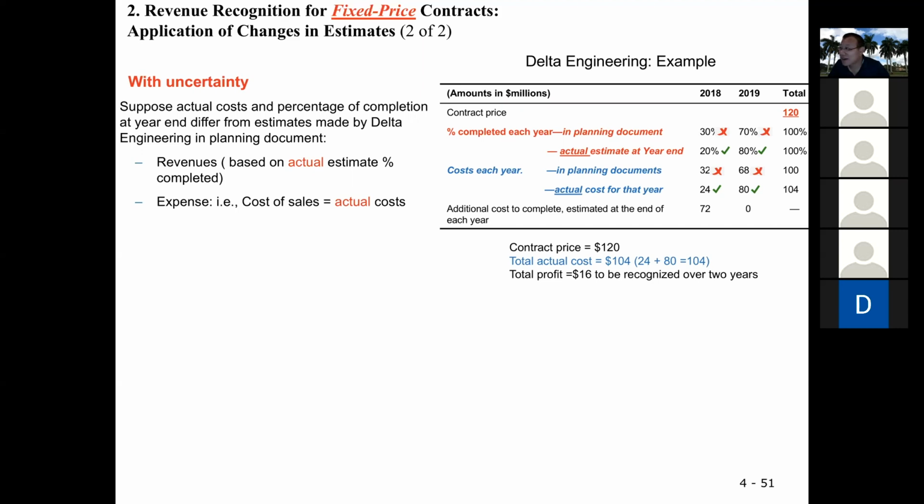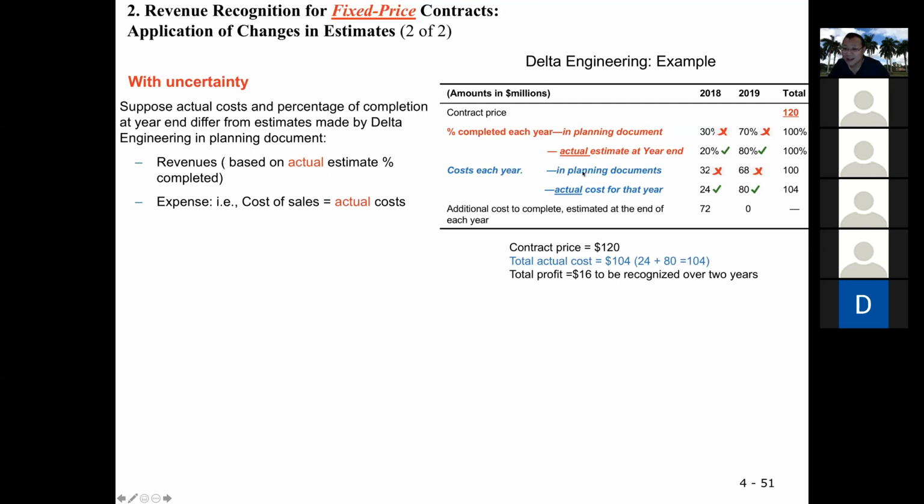Maybe because of a natural disaster, you cannot build your project at the speed you want. So suppose something happened, maybe COVID or whatever. The progress slowed down in the first year. So the actual is 20% for the first year and 80% for the second year.